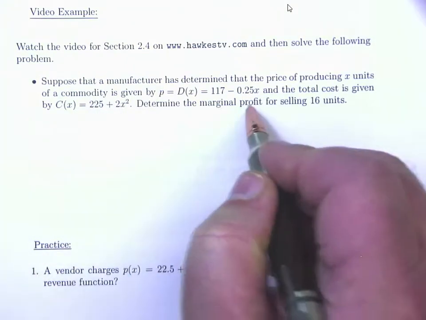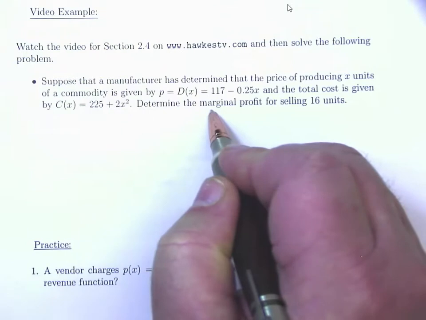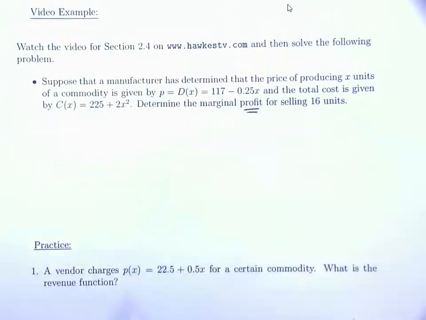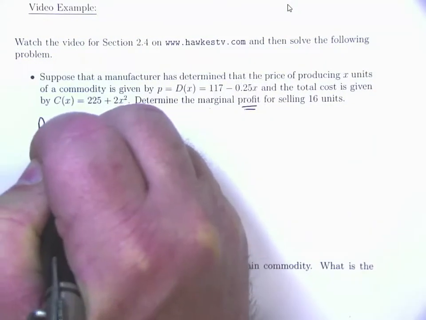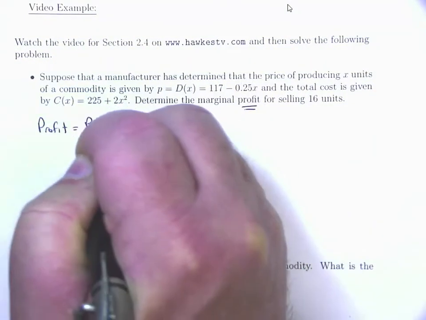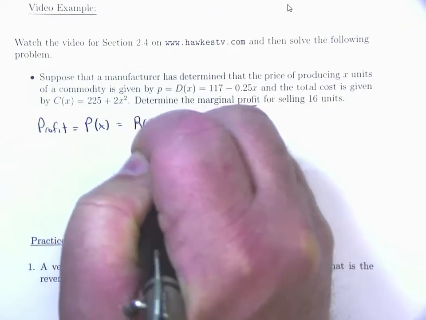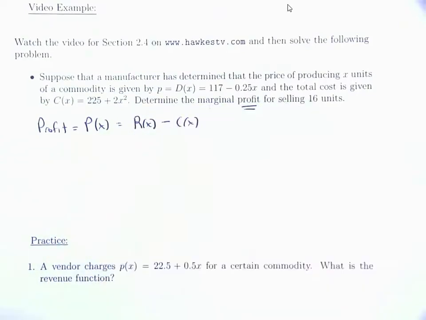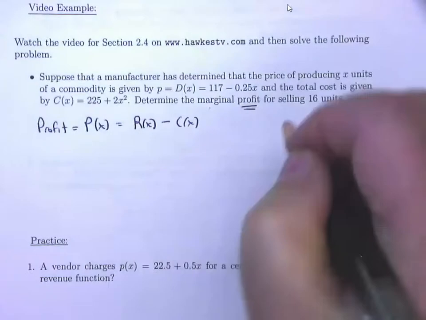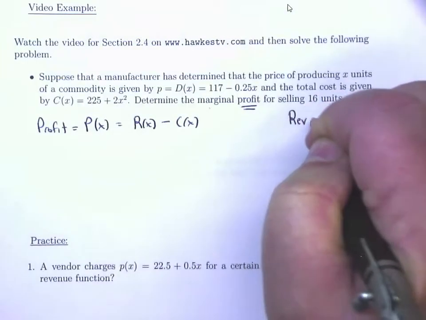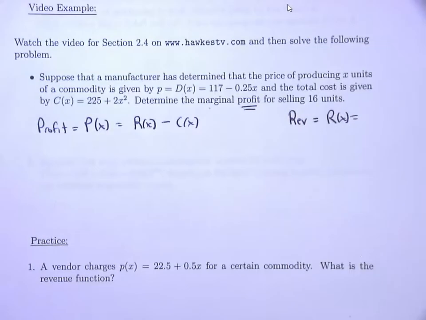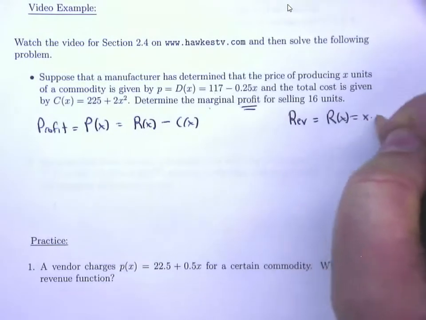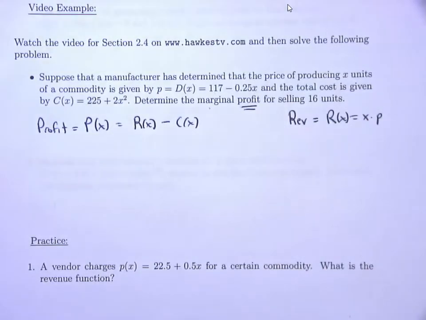Determine the marginal profit. What does marginal mean? Derivative of profit. The first thing I've got to do is find profit. What is profit? Right. Profit, which is big P of x, is going to be R of x, revenue, minus C of x, cost. So I've got to calculate revenue. That's that R of x. What is the formula for calculating R of x? What's your formula for revenue? X times p. X times price, right?